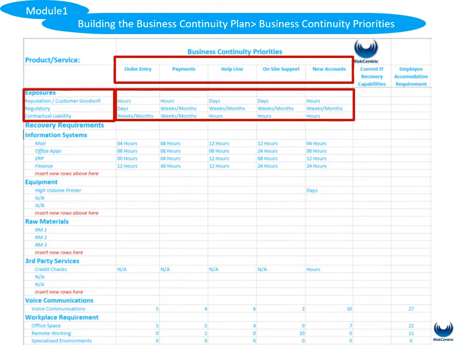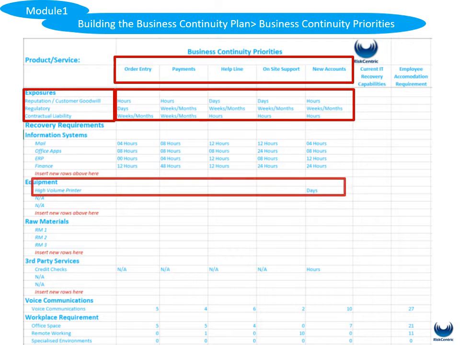Regulatory issues, though important, are not that urgent. 2 of the services are subject to contractual commitments. The new accounts process needs some specialized equipment to operate normally. We don't need any more materials for any of these priority services, and we rely on access to a third-party service to perform credit checks within the new account service.